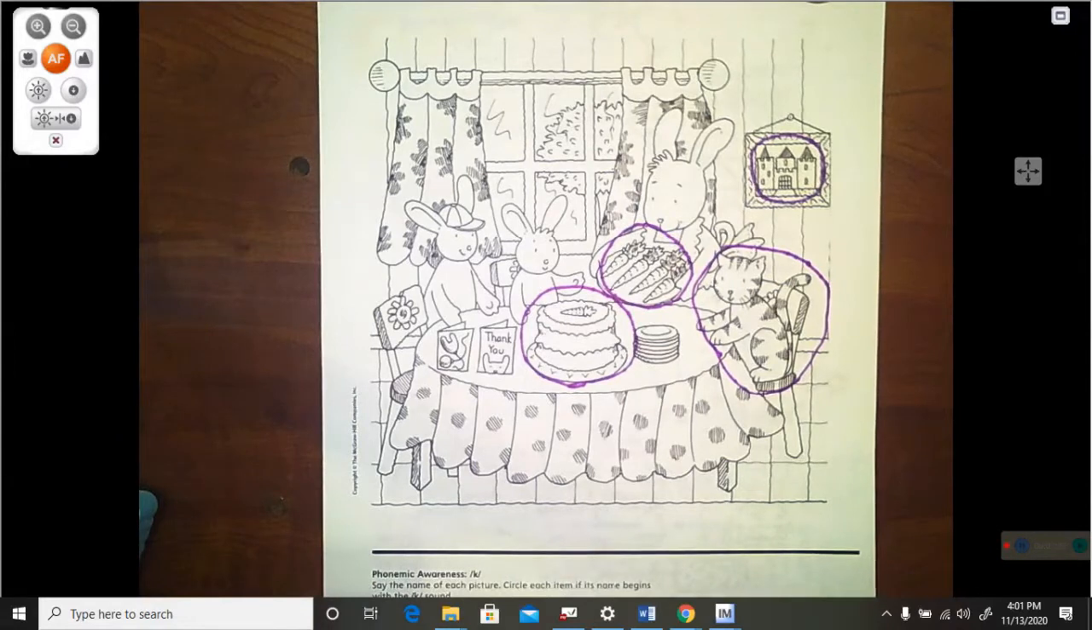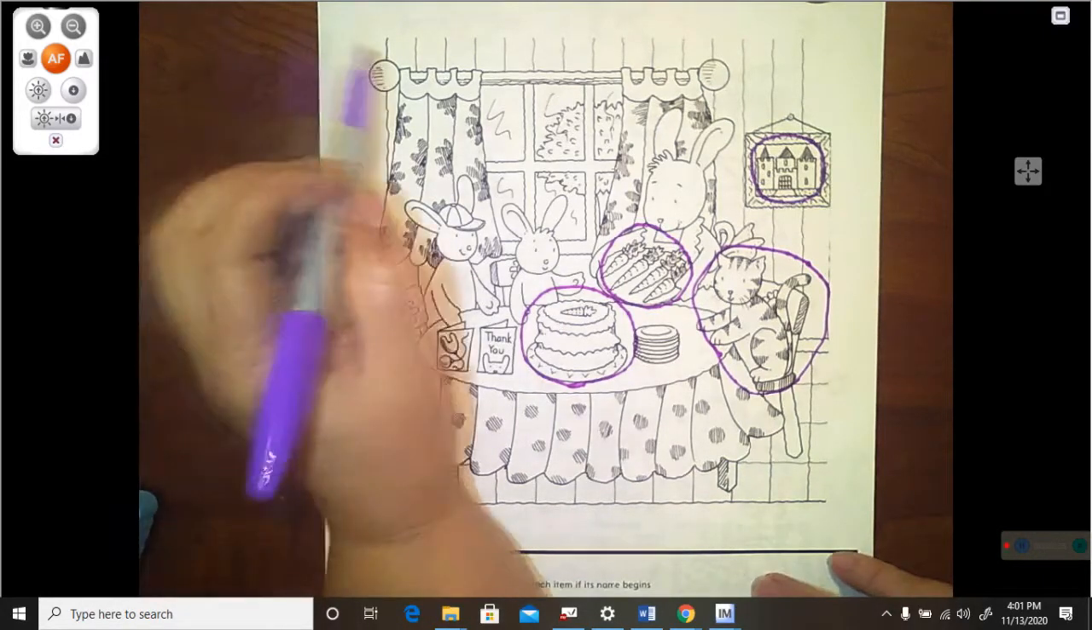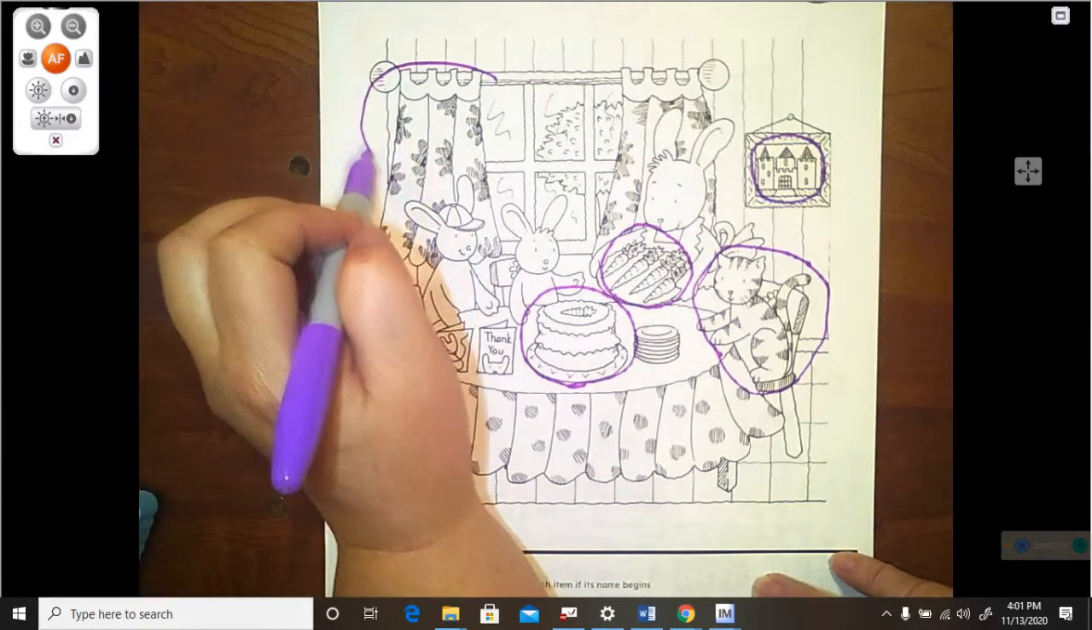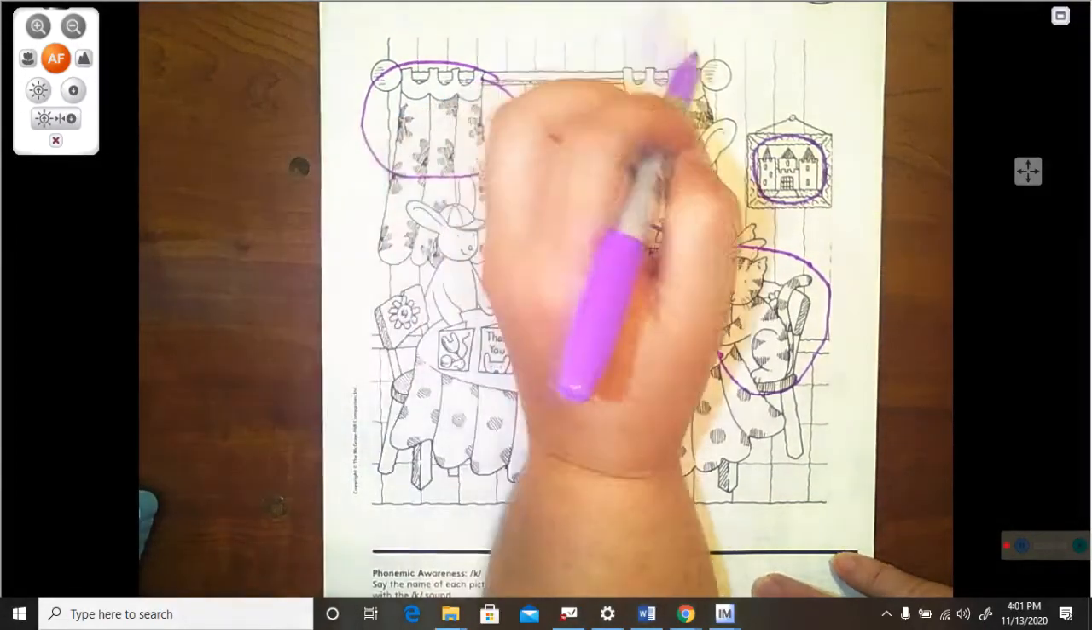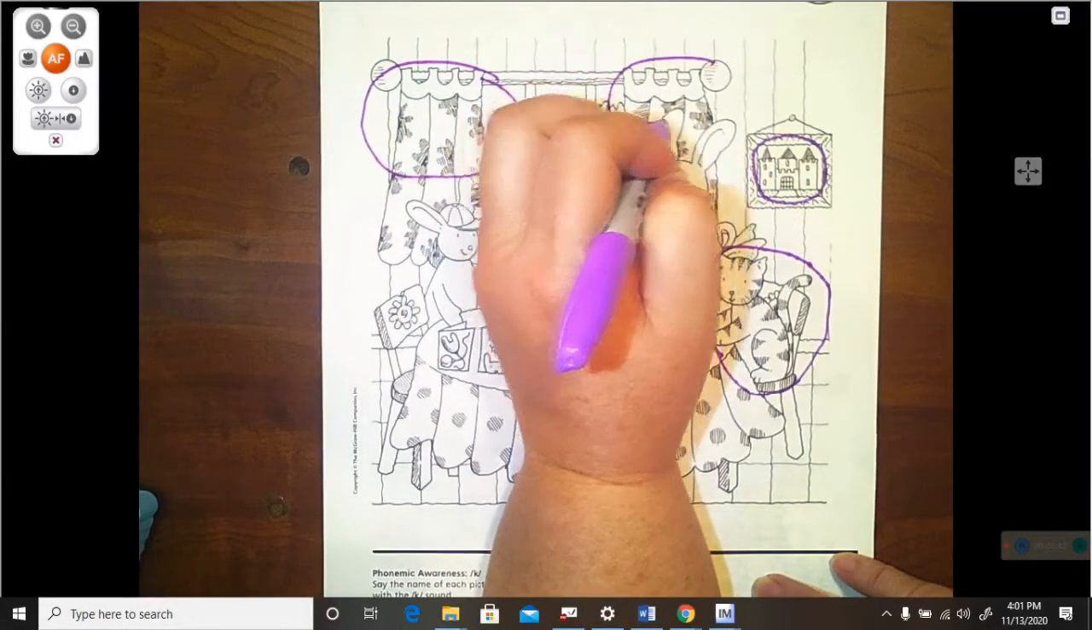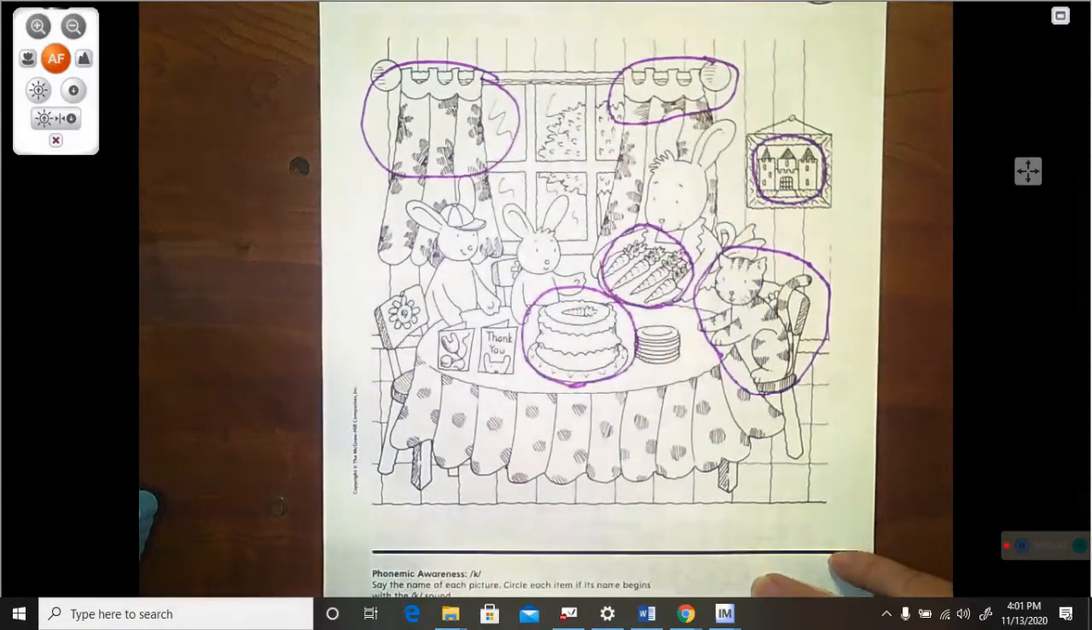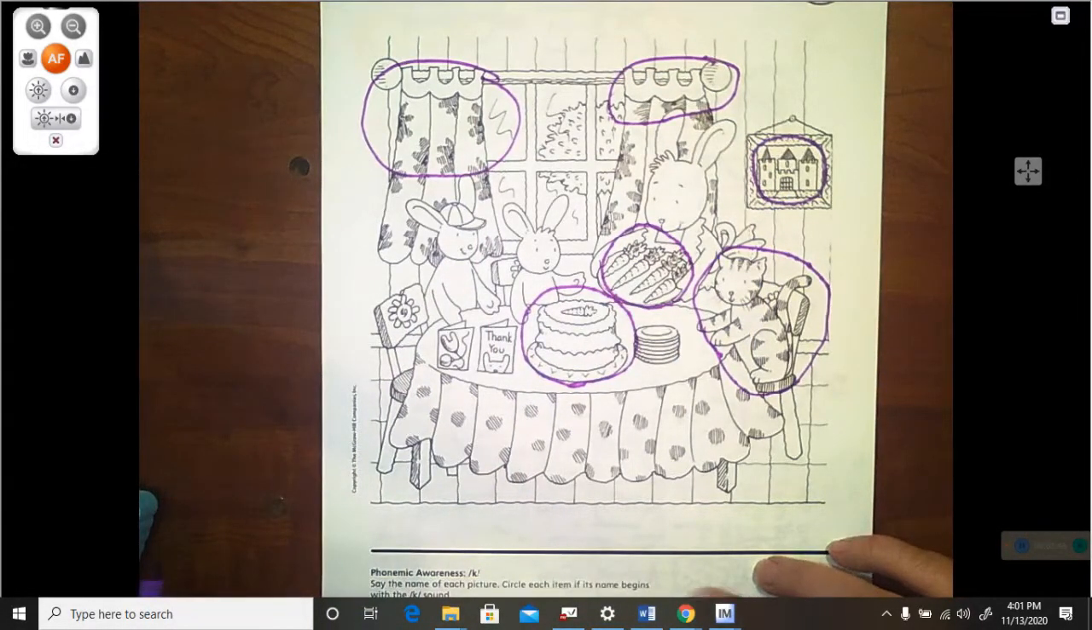I see something hanging up that begins with a k sound. What do you see hanging up that begins with the k sound? Curtains. Curtains, and I'm going to circle both of them and be careful not to circle anything else. Curtains begins with the k sound.